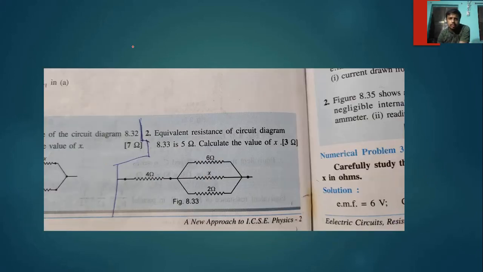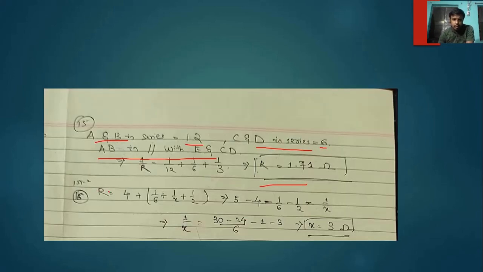Now the total equivalent resistance of this diagram is given, that is 5 ohm. So we have to find the value of X. You can clearly see that 6 ohm, X and 2 are parallel to each other. But the 4 ohm is present outside and it is connected end to end with the R equivalent of this. So we have to add 4 plus the whole equivalent of this, equal to 5 ohm.